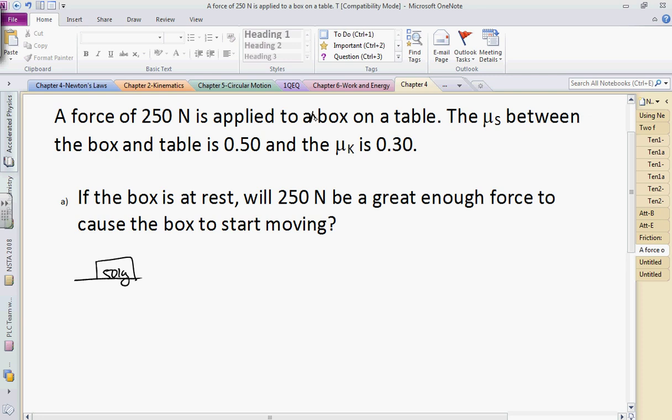I guess I should define the mass of the box here. It is a 50 kilogram box. I just didn't say it.